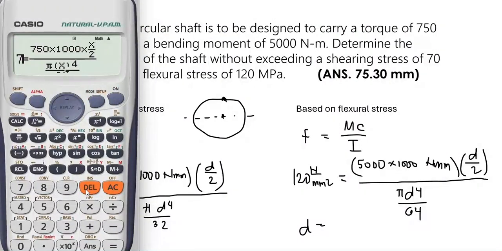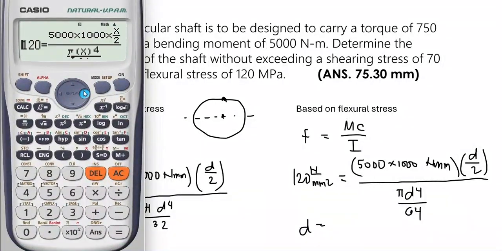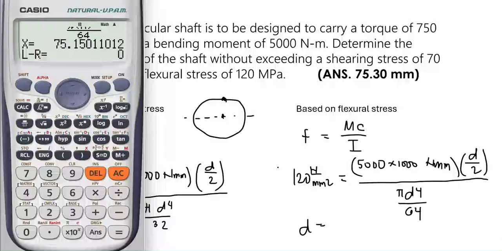We have 120 equal to 5,000 newton meters times 1000 times d over 2 divided by pi d fourth over 64. We get our diameter of the circle based on the flexural stress, that is equal to 75.15 millimeters.